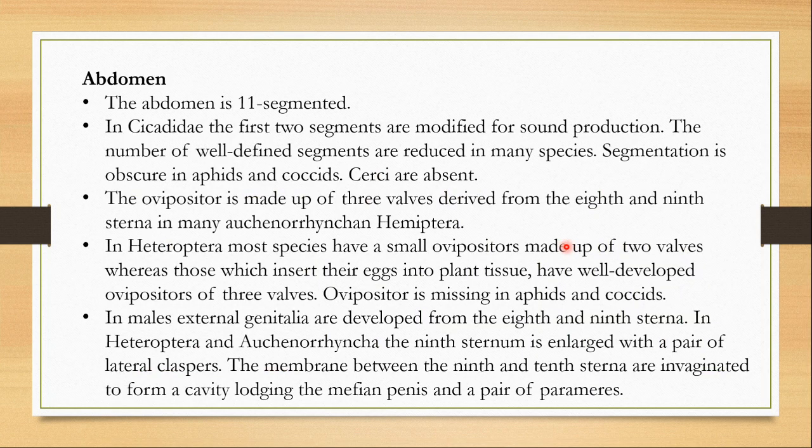Let's talk about the abdomen. The abdomen is 11 segmented. In Cicadidae, or the family of cicadas, the first two segments are modified for sound production. The number of well-defined segments is reduced in many species. So embryologically, there are 11 segments, but as the insect grows bigger, they may have 11 segments or they may have reduced segments, or you can see only a few segments.